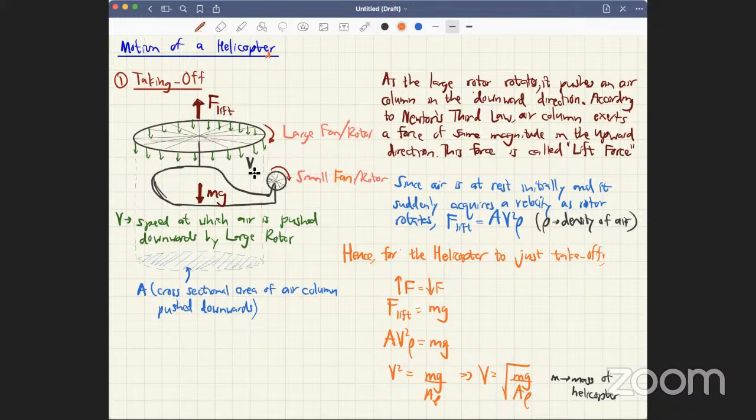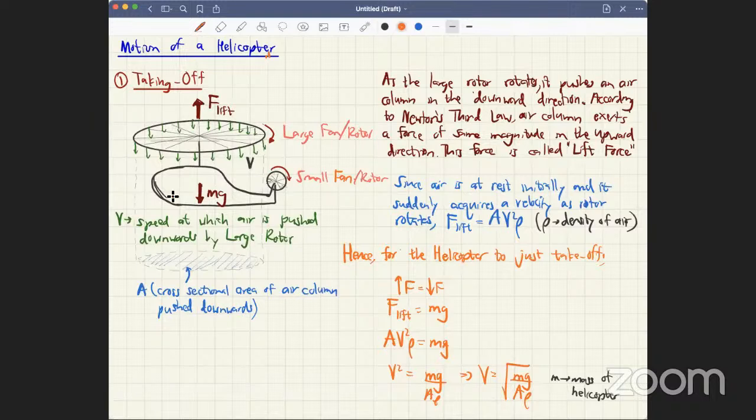At the beginning, the helicopter will be at rest. What is the angular momentum of the system? The helicopter is at rest initially, so what is the angular momentum? Zero. Suddenly the rotor is rotating, in the clockwise direction I think, and an angular momentum is created. So the initial angular momentum was zero. Suddenly the fan is rotating clockwise.